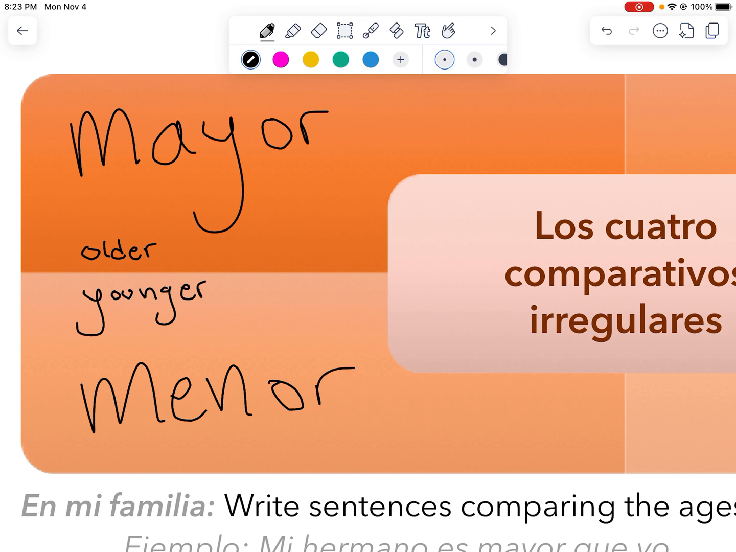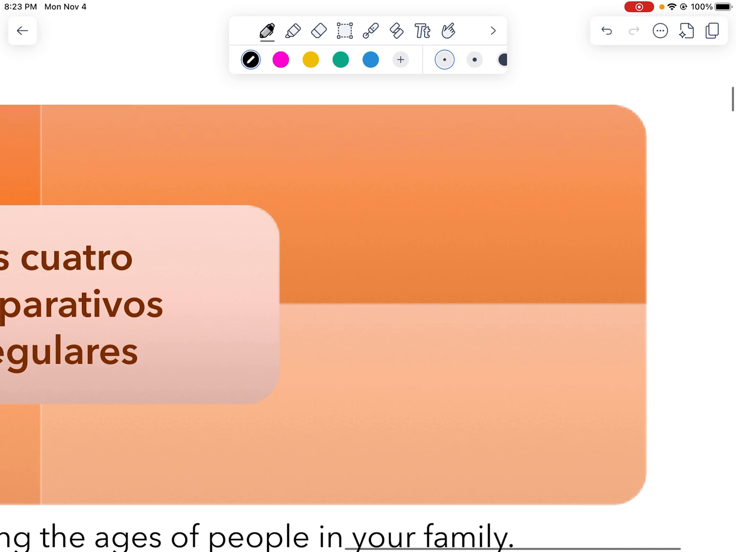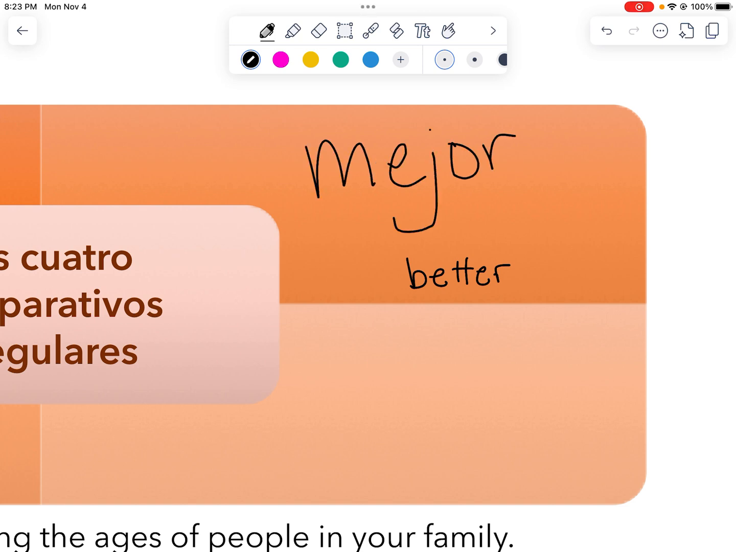Okay, mayor, menor. Just like in English, we don't say, "I'm more good than you," or "I'm gooder than you." No, we say better. So that's mejor. Also, the verb mejorar is to get better, to make better, to improve. Isn't that fun?